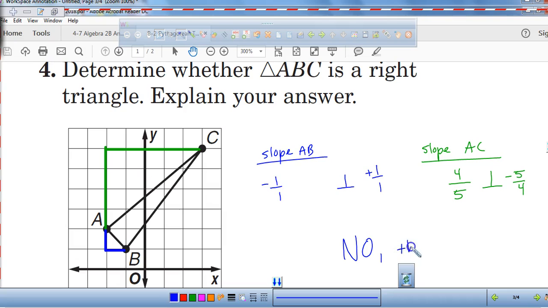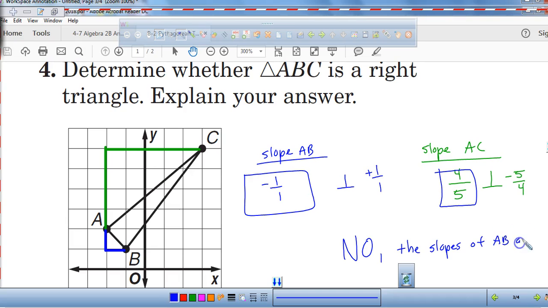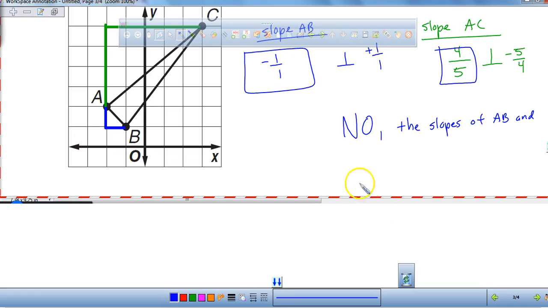Alright? And how would you explain your answer? You would write the slopes. If you're wondering what the slopes are, this is the slope of AB, and this is the slope of AC. These are not negative reciprocals. So the slopes of AB and AC are not negative reciprocals. And yes, that's your explanation right there.